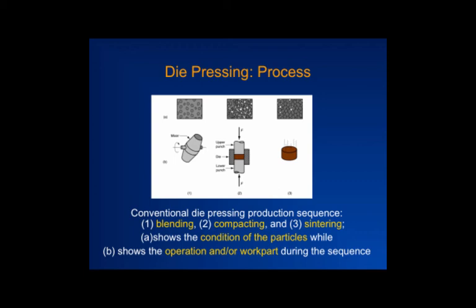There can be two punches, one at the top and one at the bottom. You can apply pressure just from the top, or you can apply it from both directions. You squish the powder together. The top punch rises, and then the bottom punch pushes the part out of the die, and you get a pellet like that. You can now take that shape and sinter the material separately. So those are three major stages.